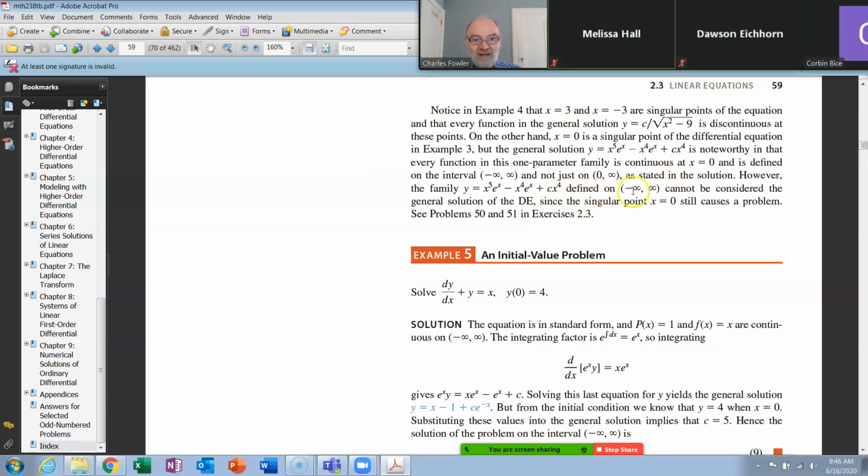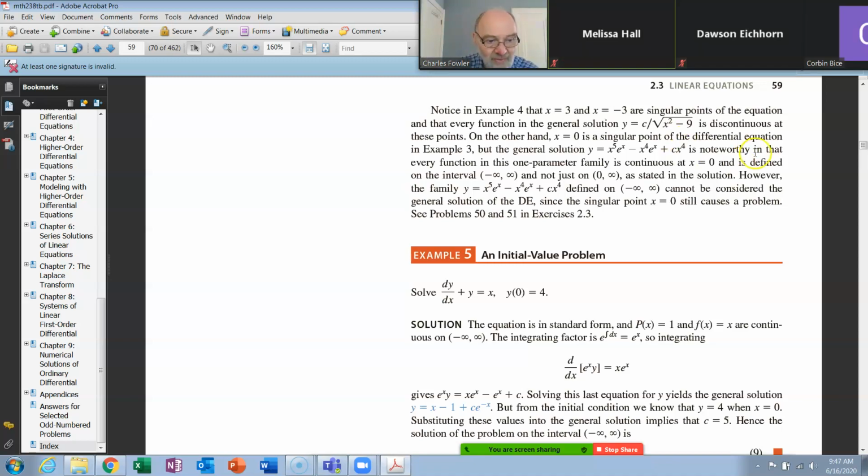However, the family of solutions defined that cannot be considered a general solution because that singular point still causes a problem. And so you have to do it either on the left or the right. That one, they just arbitrarily took the right-hand side, the positive side. I don't see any reason you couldn't do negative infinity to 0, left-hand side. They just chose the other. So again, not an issue. On the one we just did, it's obvious x cannot be plus or minus 3 ever. Okay, it doesn't work in your equation. It doesn't work in your solution, in your differential equation.